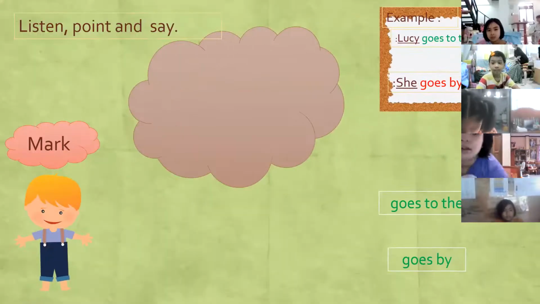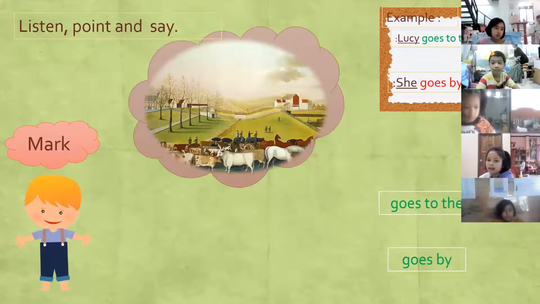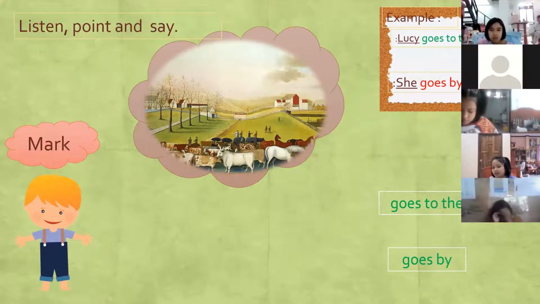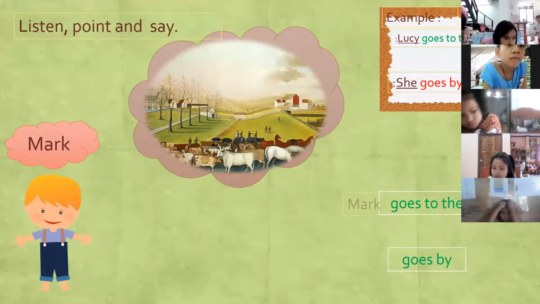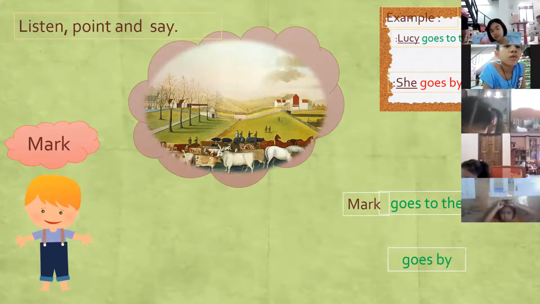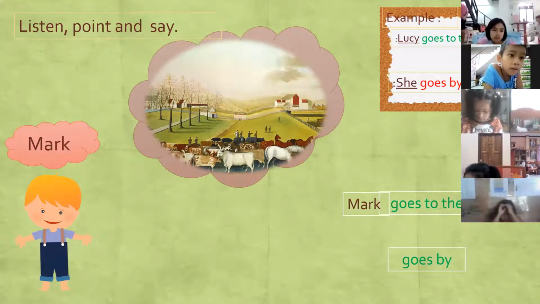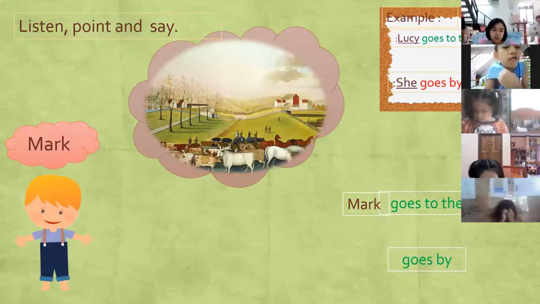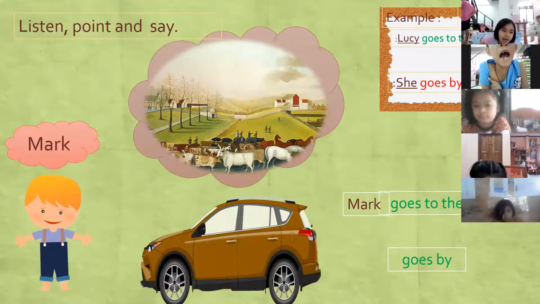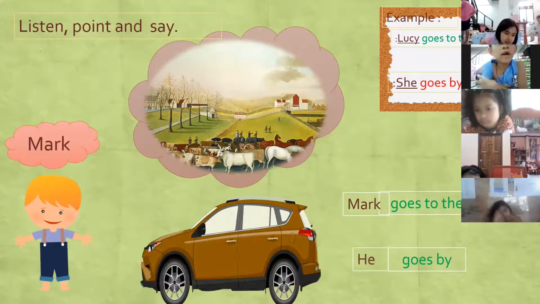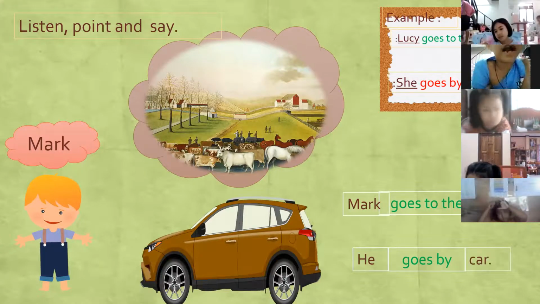So this one, we have Mark again. What is this? Farm. Okay, make a sentence. Mark goes to the farm. She goes by? By car. Correct. He goes by? Car. He goes by car.